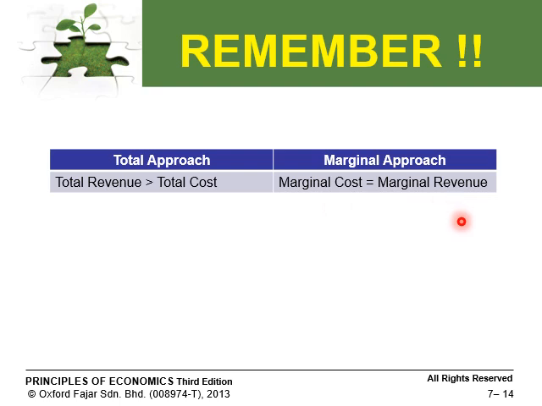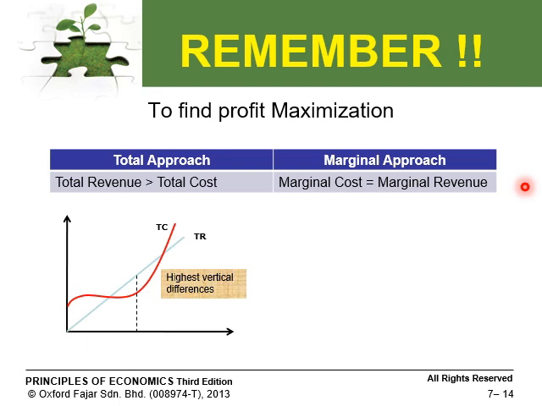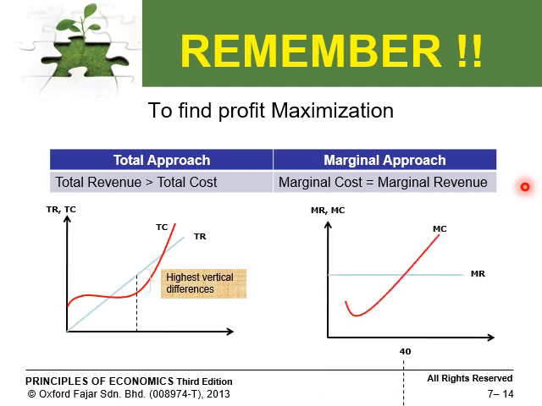Once again, I have to remind you about the techniques and methods used to find profit maximization in the perfectly competitive market. There are two types of approach to find profit maximization that I just shared with you, remember: the total approach and the marginal approach. Right now, we are in the perfect competition market, where the graph for the total approach looks like this. Meanwhile, for the marginal approach, it will look like this.